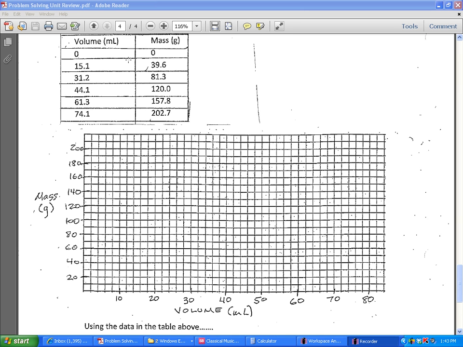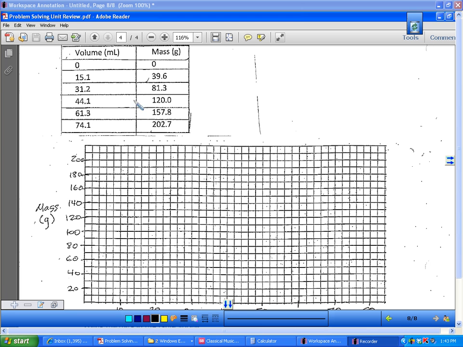So if there is 0 and 0, then we'll put a dot right there. And then we want to go 15. So there's 10, 11, 12, 14, 16. So 15 is about right there, and it has a mass of, it looks like, almost 40 grams. So I'm going to follow the 15 up to about right there.